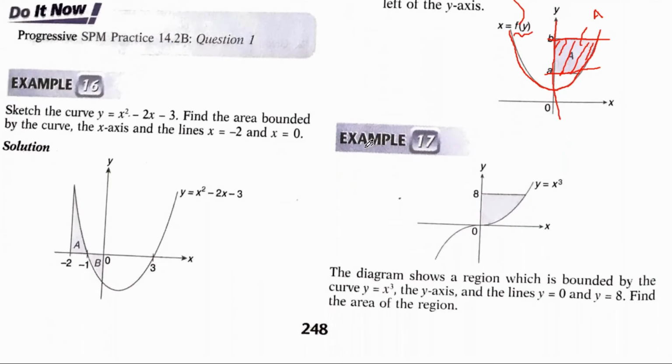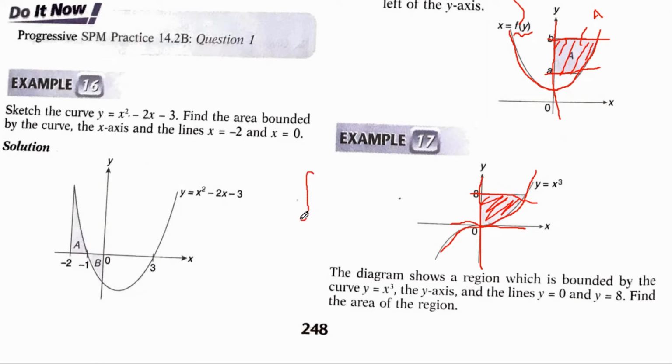Okay, for example 17. The diagram shows a region which is bounded by the curve y equals x cubed, the y-axis and the lines y equals 0 and y equals 8. Find the area of the region. Okay, so we have to find the region bounded by curve. So here's the curve y equals x cubed, or S shape. The y-axis is here. Y equals 0, this one. Y equals 8, this one. Okay, so the region bounded by these 4 lines is this part. We have to find area of this shaded region.